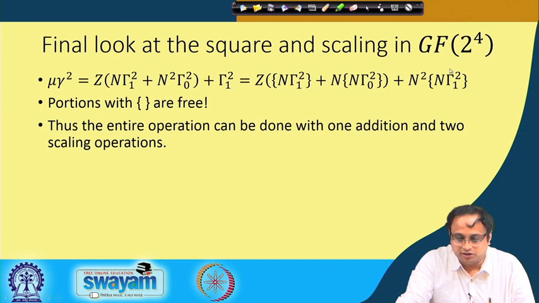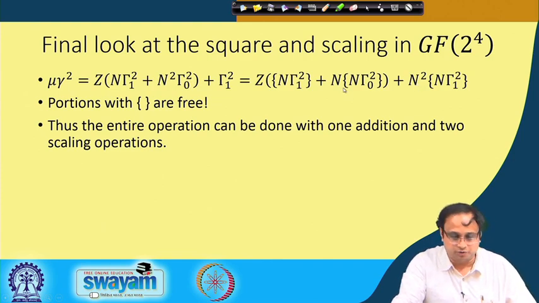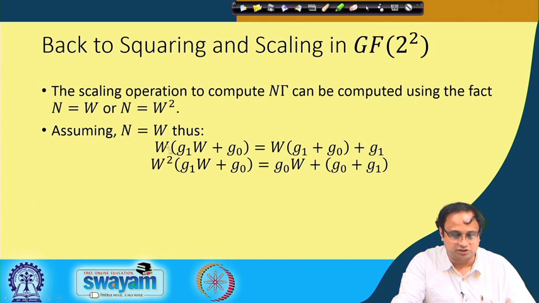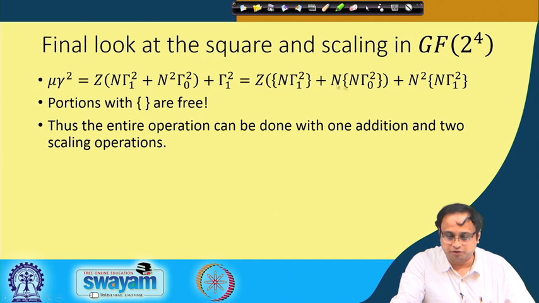Likewise, gamma 1 squared you can write as n squared into n gamma 1 squared, because n to the power of 3 is 1 in GF2 power of 2, since there are 4 elements. Therefore you again have this free and you just need to do a scaling with n square. We have already discussed the corresponding equations on how you can do scaling with both n equal to W and n equal to W square, that means n and n square. So if you just plug in these equations, you should be able to perform these two scaling operations, that means scaling with n and scaling with n square.